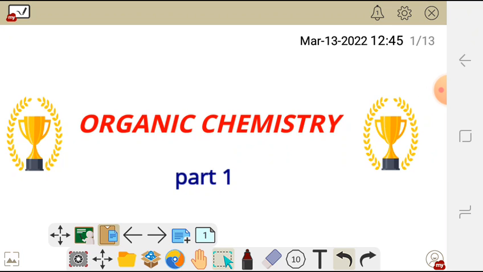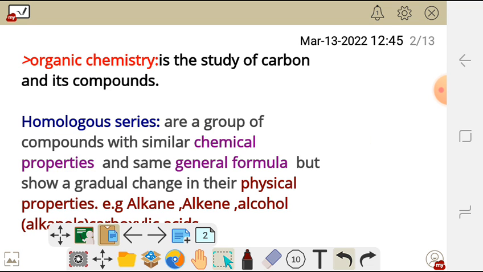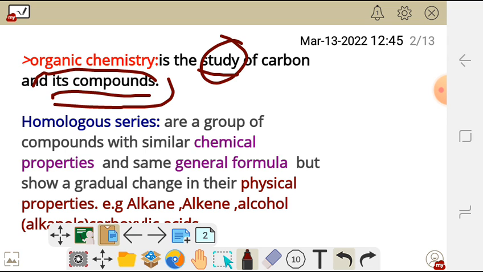To start with, we are going to define what organic chemistry is. Organic chemistry is simply the study of carbon and its compounds. These compounds are in families called homologous series.